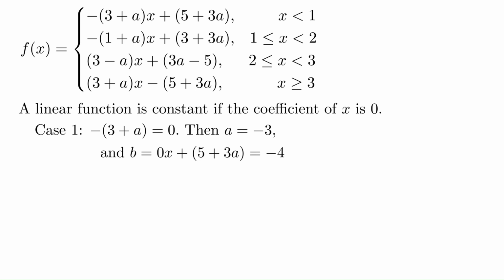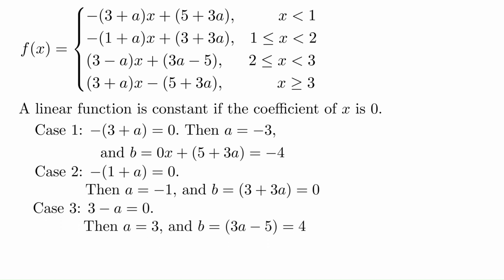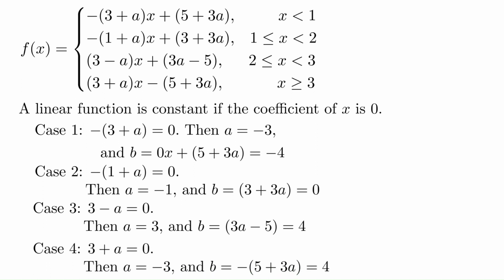Similarly, if we set the coefficient of x in the second piece, negative 1 plus a, to be 0, we get another pair of a and b, a equals negative 1, b equals 0. And similarly, for the third case, a equals 3, b equals 4, and for the last piece, a equals negative 3, b equals positive 4. That's all I have.